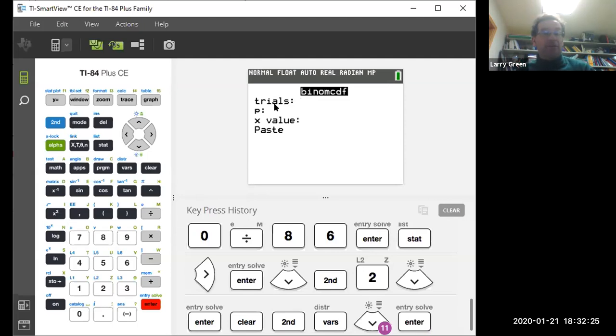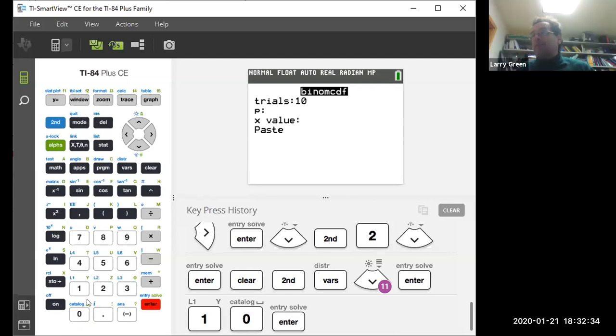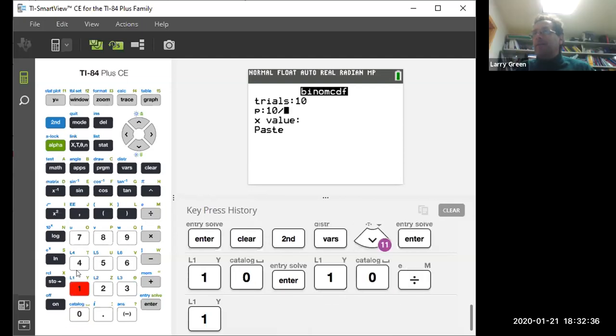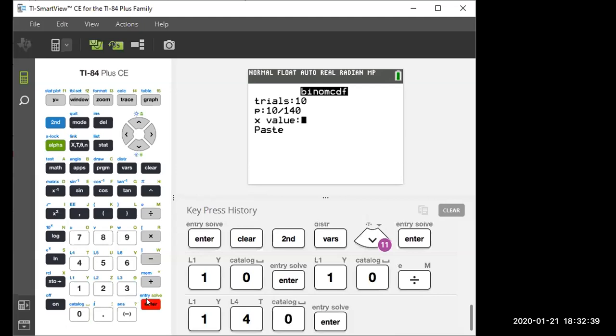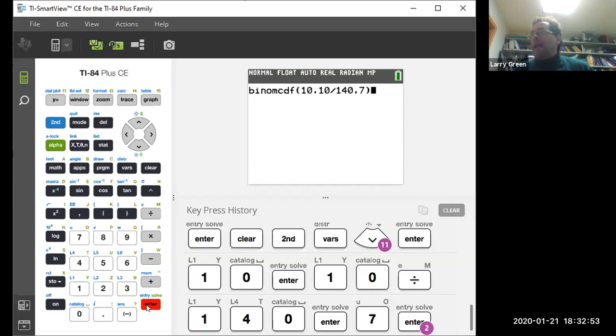But on the newer calculators, the number of trials was 10. P was 10 over 140. The X value was 7. And I enter. If you have the old calculator, it's going to look like this. 140 years between 1880 and now. That's how long they've been recording the temperature.